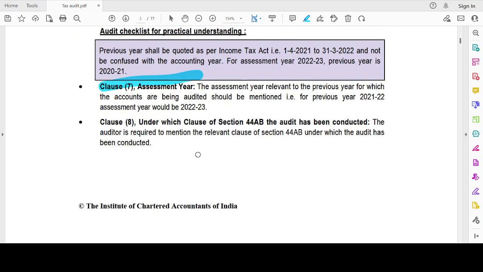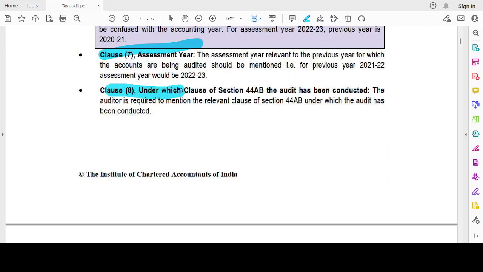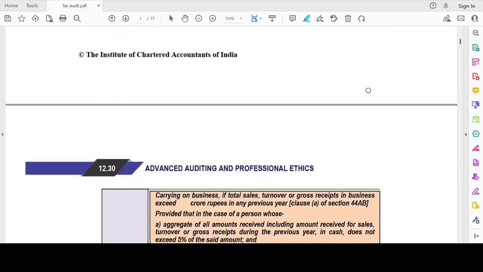Then clause 8: under which clause of section 44AB has the audit been conducted? The tax audit has been conducted as per section 44AB, right? Under which clause am I going to conduct that audit? For example, it could be any of these.